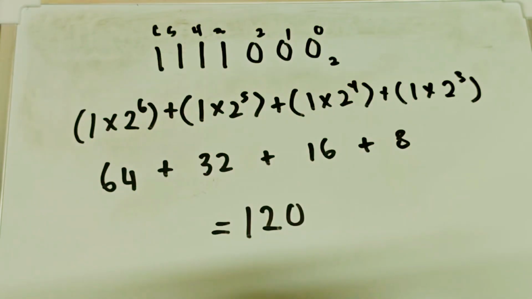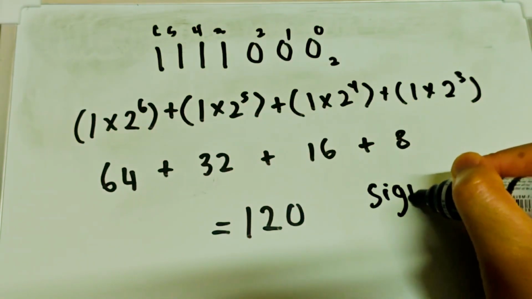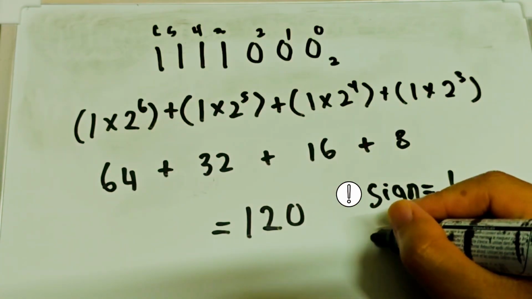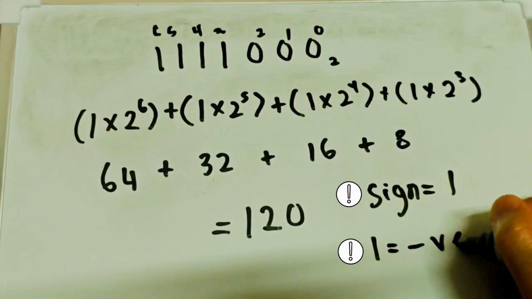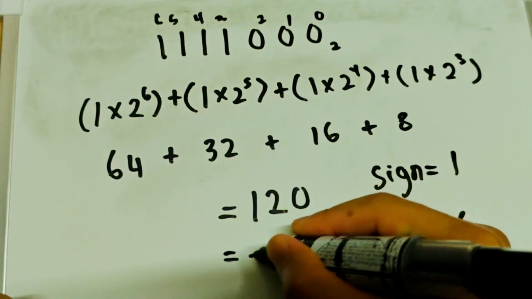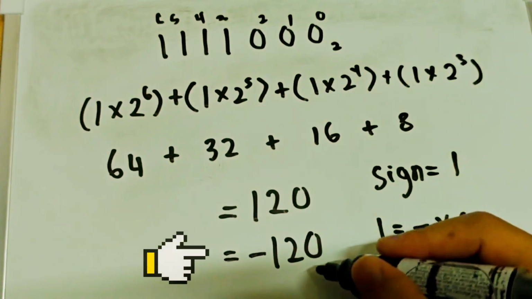But we don't finish here because we don't know whether our number is positive or negative. So, we need to refer to step 5, which is the sign. Our sign in the step we got before is 1. As I said, if we get 1 on the sign, our number will be negative. So, our final value will be negative 120. So, this is our final answer.